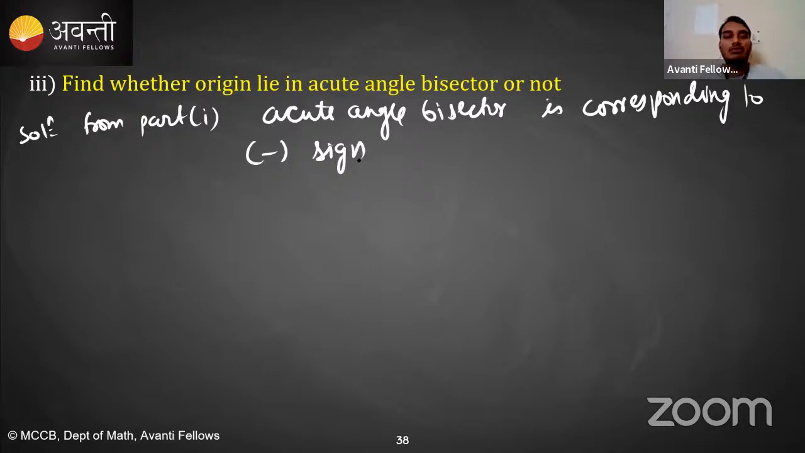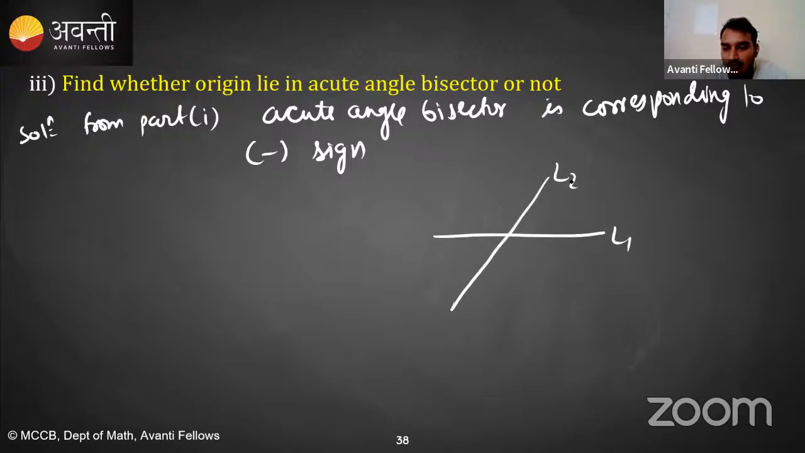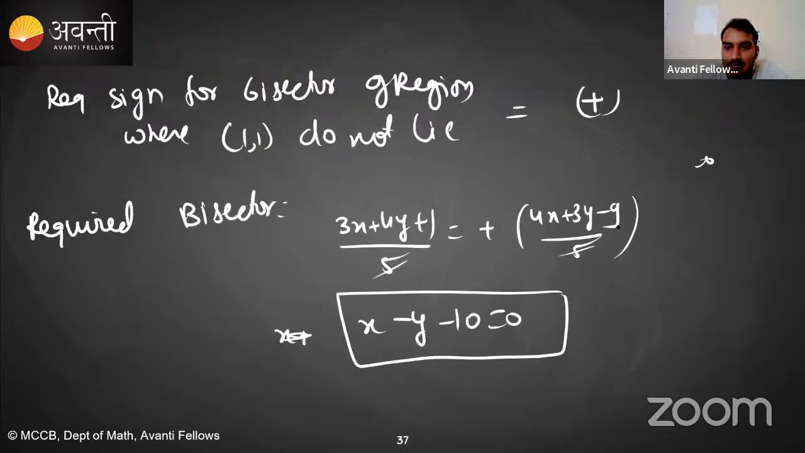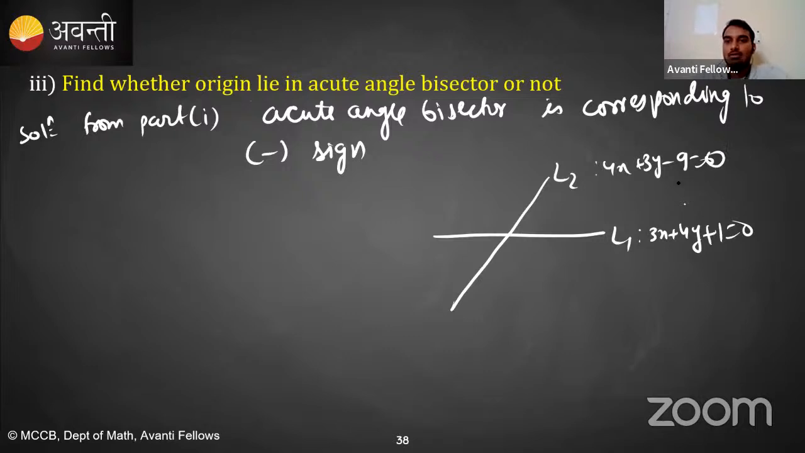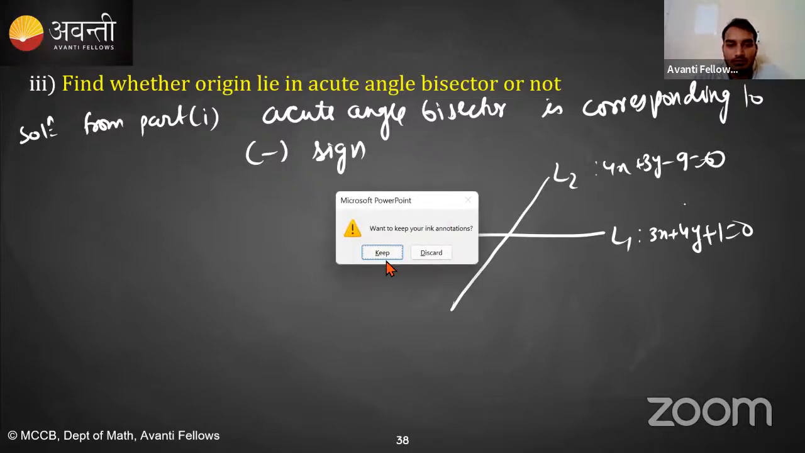So just now I have to check. Now what is this? L1 is there. It is L1. It is L2. What is L1? 3x plus 4y plus 1 is equal to 0. What is L2? 4x plus 3y minus 9 is equal to 0. Okay.